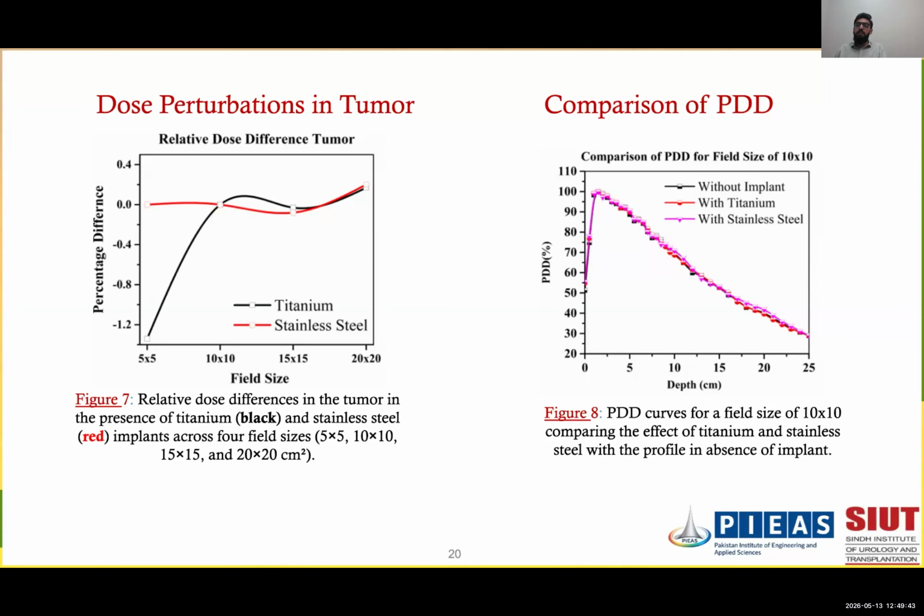That enhancement has been observed because the lateral scattering effect has been significant in comparison to the beam blockage by the implant. At larger field sizes, both materials respond similarly with a dose difference of approximately 0.2%. Stainless steel implants exhibit minor changes in dose from 0.1% to 0.2% for all field sizes. And the PDD analysis has also confirmed that significant dose enhancement or reduction has not been observed.